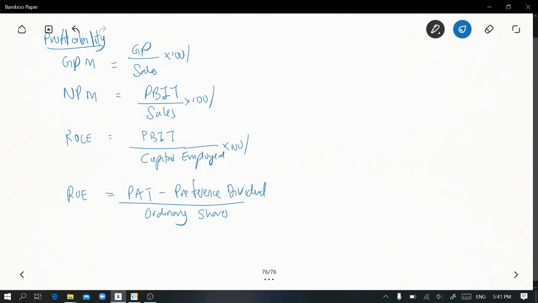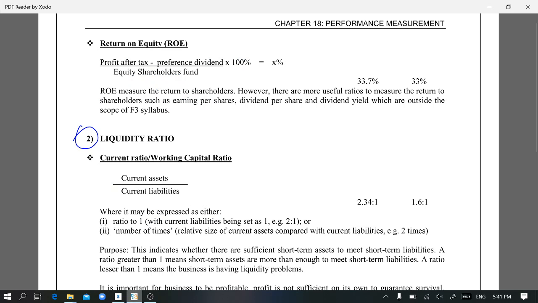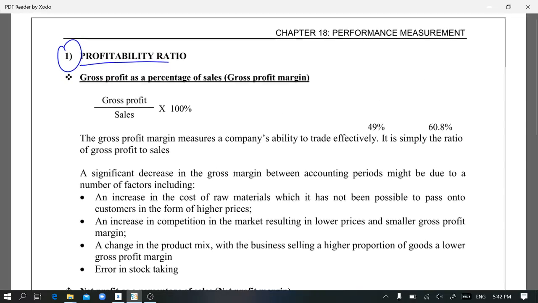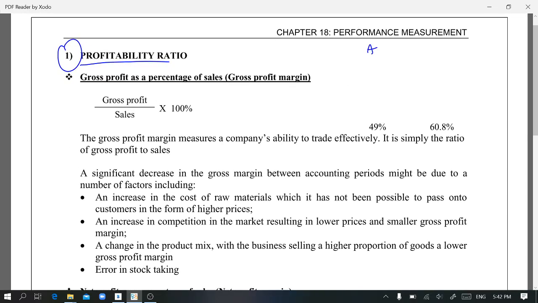Okay, so this is profitability ratio. So we look at this example. Profitability. So this is company A, this is company B. Okay. Okay, check.